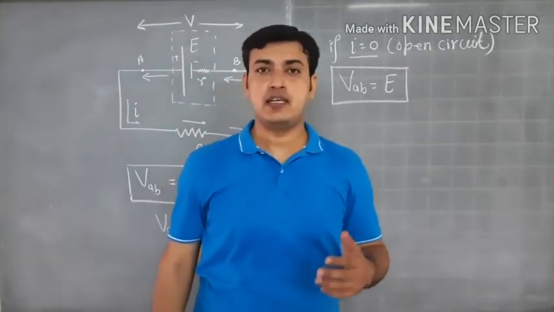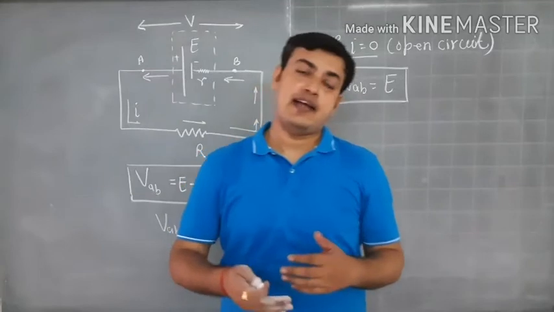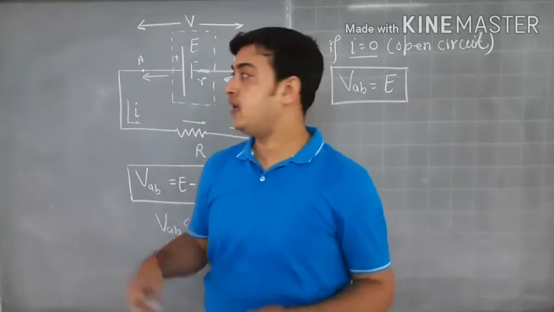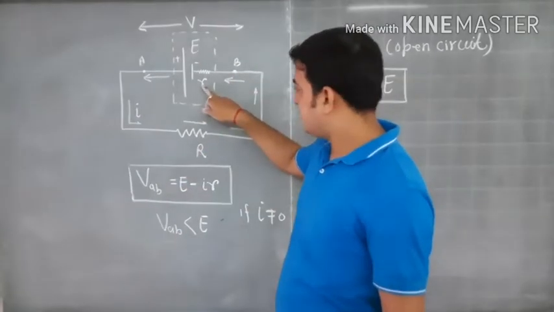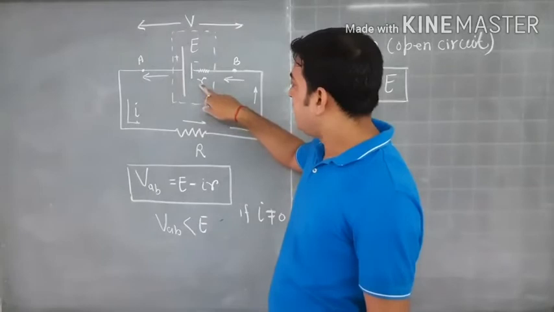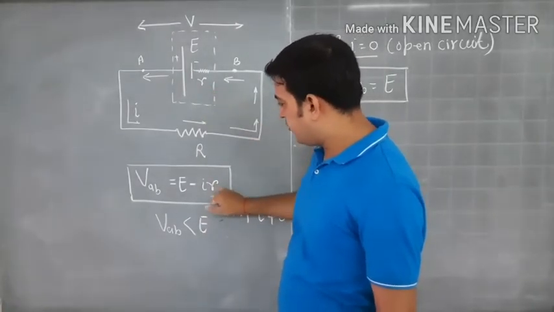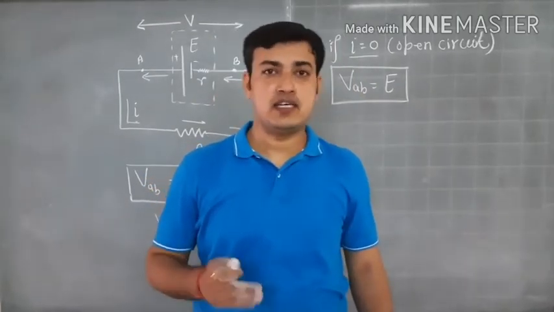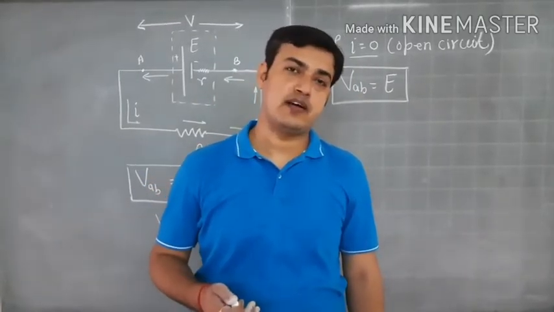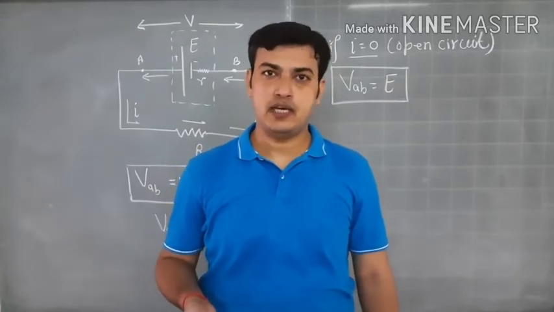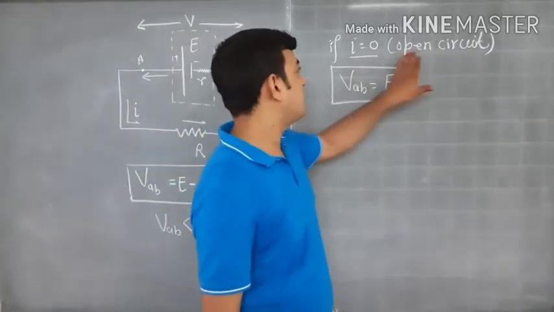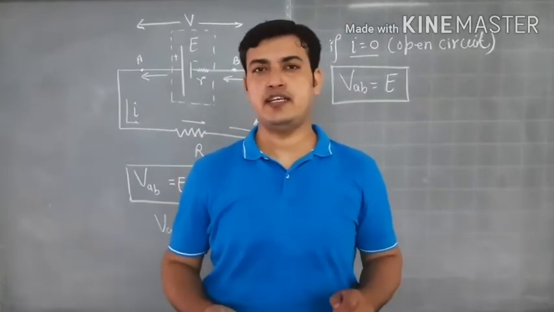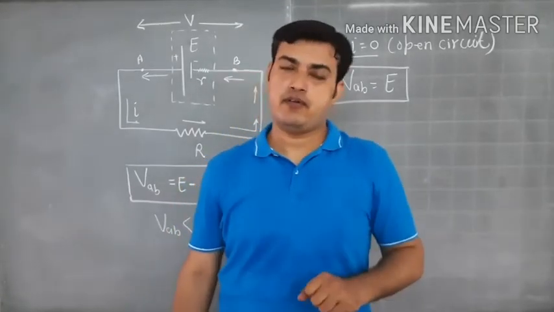Now another thing is that if I take an ideal cell, an ideal cell is a cell which doesn't have any internal resistance. So for an ideal cell there will be no R, or you can say R will be 0, and if you put R as 0, VAB will be equal to E. So for the ideal cell we can say that the potential difference across its terminals is equal to the EMF of the cell, but in real situations it is the open circuit when the terminal potential difference across the ends of the cell is equal to the EMF of the cell.